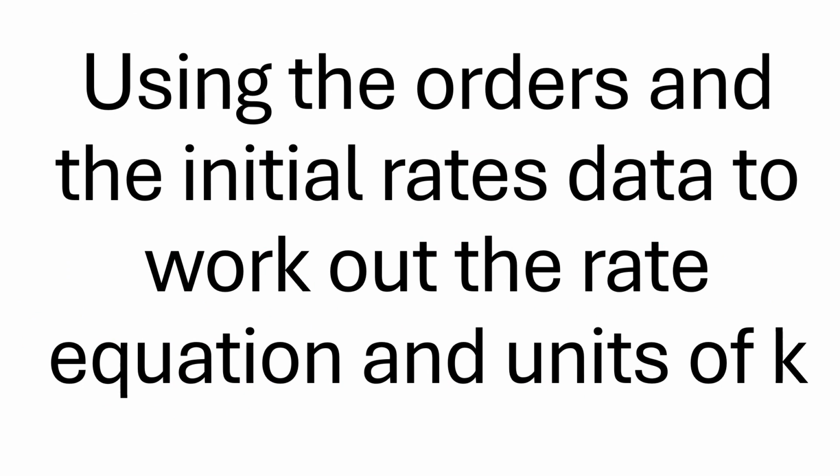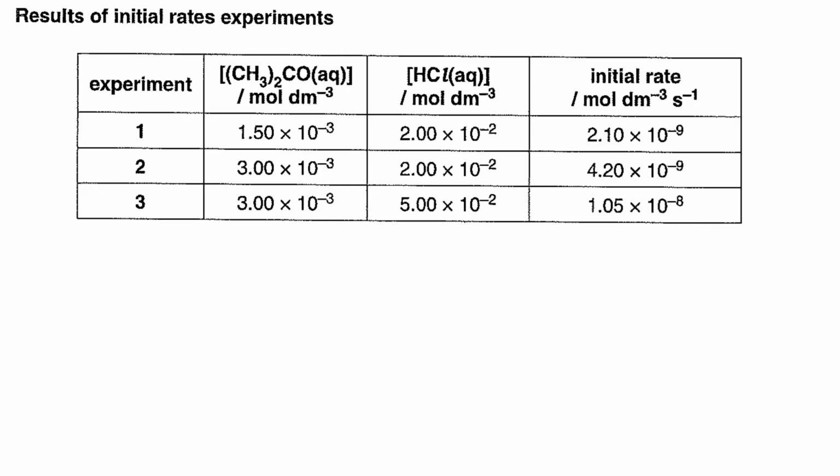Now we know the orders, we can use them to work out the rate equation and the units and the value of k. So let's have a look. Obviously, you're going to do the format rate equals k times concentration. So you put in the concentration of propanone and the concentration of HCl, and you don't raise them to the power of anything apart from 1. So we don't put the 1 in there, you just leave it out.